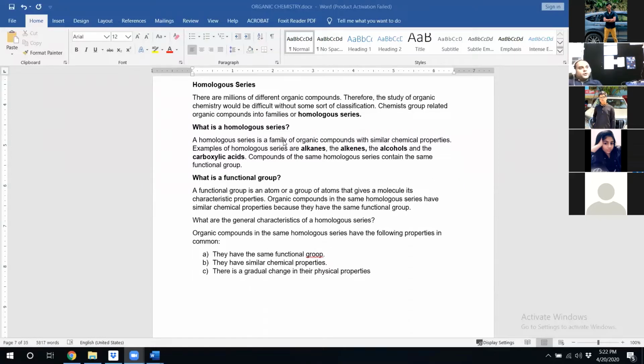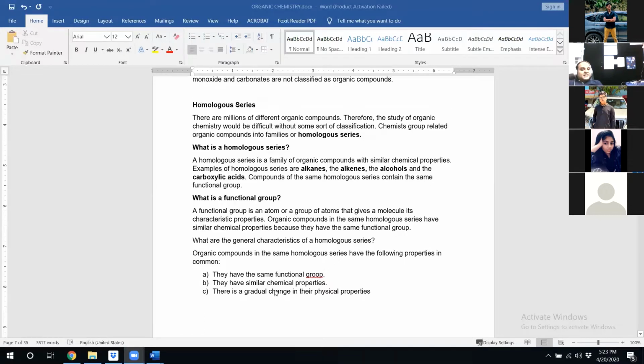Our question is, in order for a compound to belong to a certain homologous series, what are the characteristics we need to take into account? They have to have the same functional group. So if there are multiple compounds, when will we know that these are alkanes? When the compounds have the same functional group, they'll have the same chemical properties.